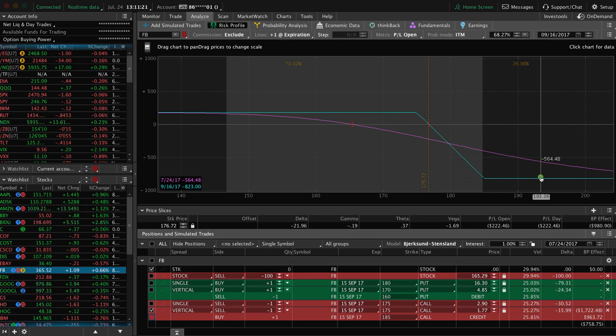One, where's implied volatility? If implied volatility is high, we want to be net sellers of options. If implied volatility is low, we want to be net buyers of options. And we want to be cognizant of the amount of capital that we have in our account and figure out what the best strategy is. Also, are we trading in an IRA or a margin account? These are all factors that come into play along with the other positions that we have in our account.